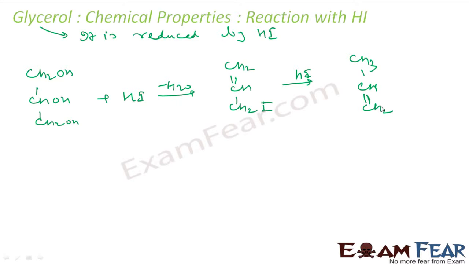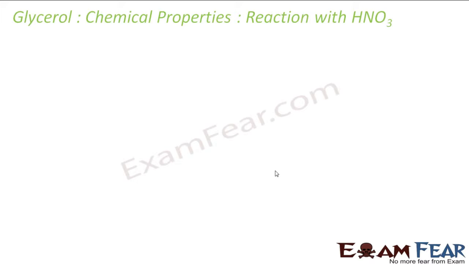Right? You add more HI here. So this becomes CH3, CHI, CH3. That's how the reaction is with HI. A little weird reaction. Now we'll see the reaction with HNO3.